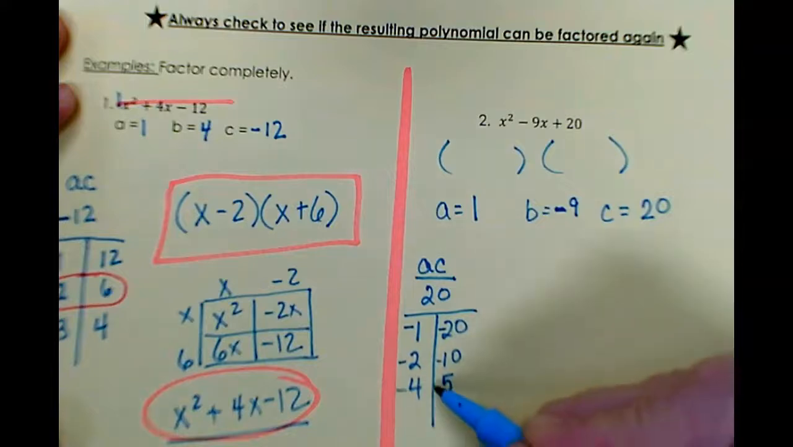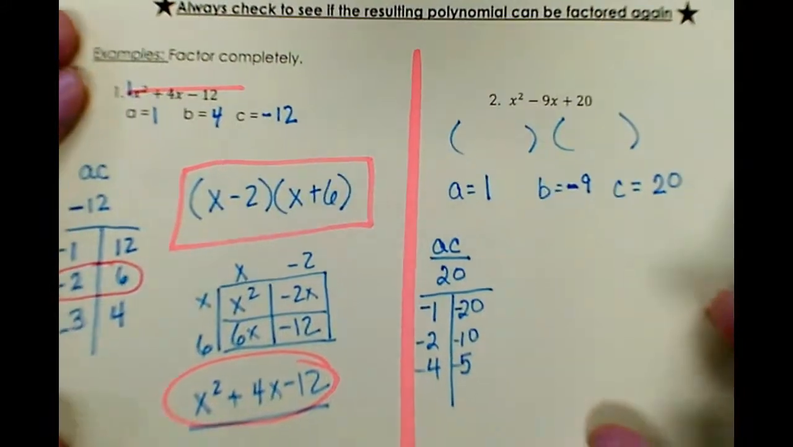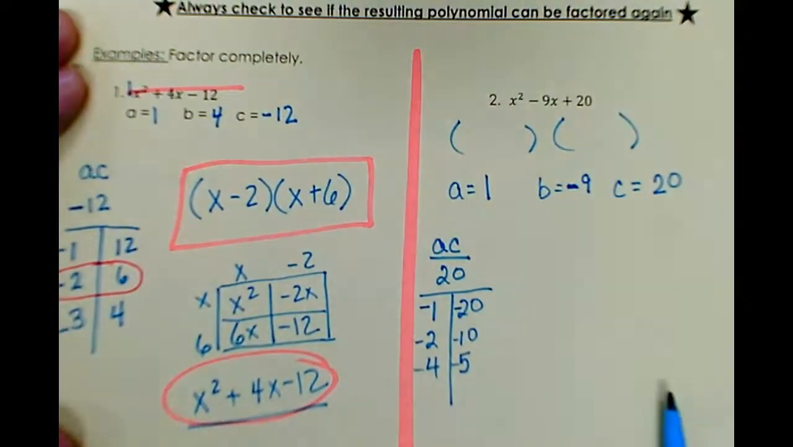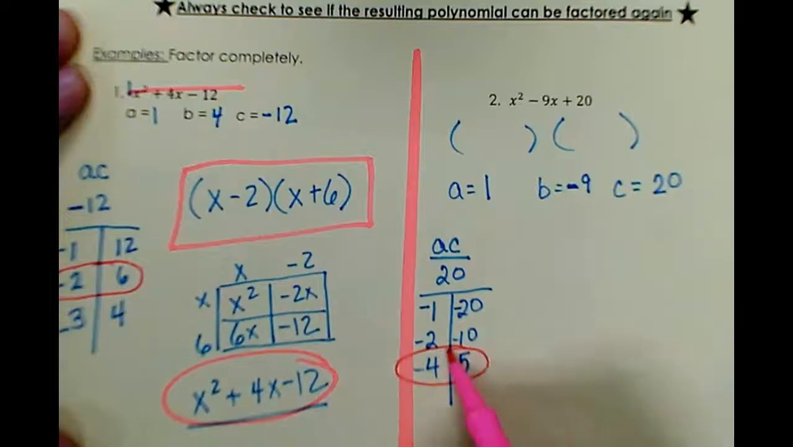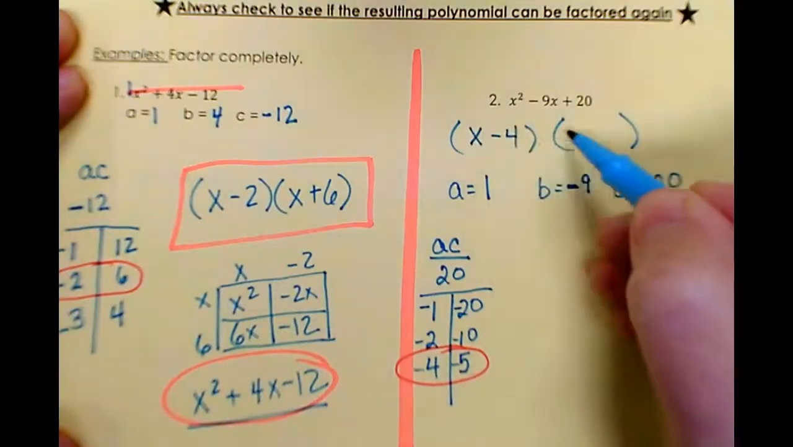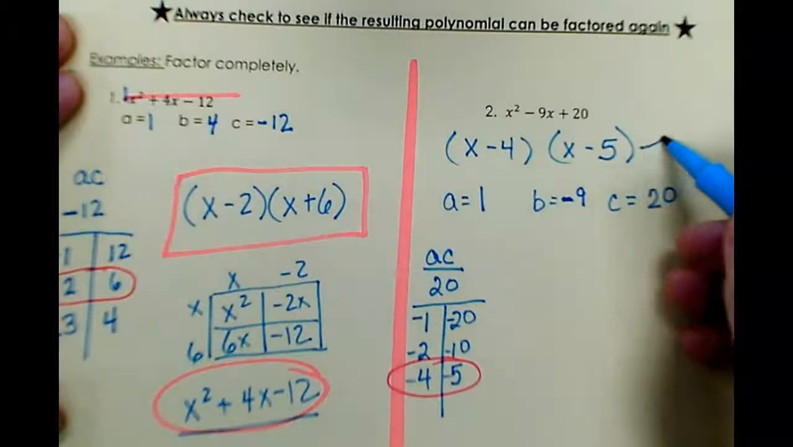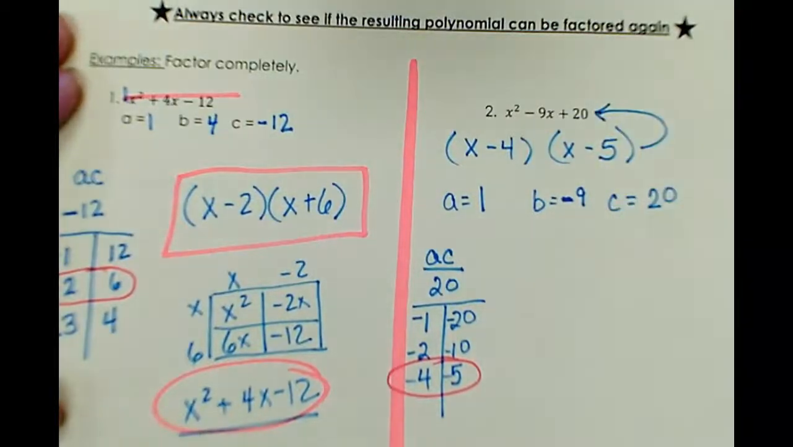I need some negatives in here because I'm going to need them to add up to equal -9. Could any of my pairs of numbers add up to equal a -9? Those are my factors. X minus 4, X minus 5. When I multiplied it together with a box problem, it would be equal to that.